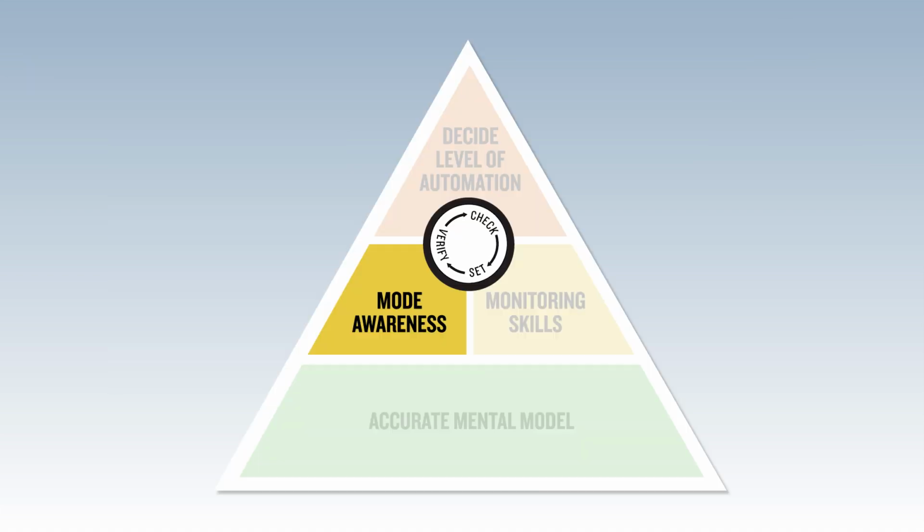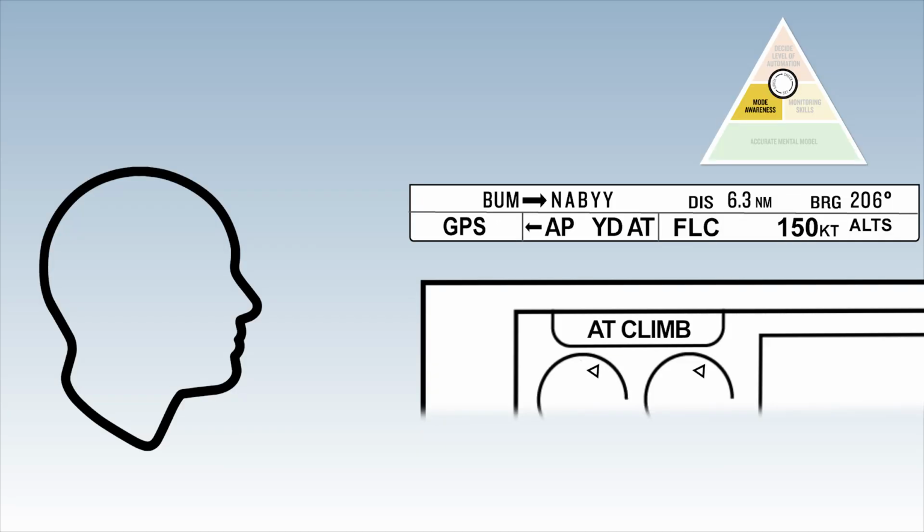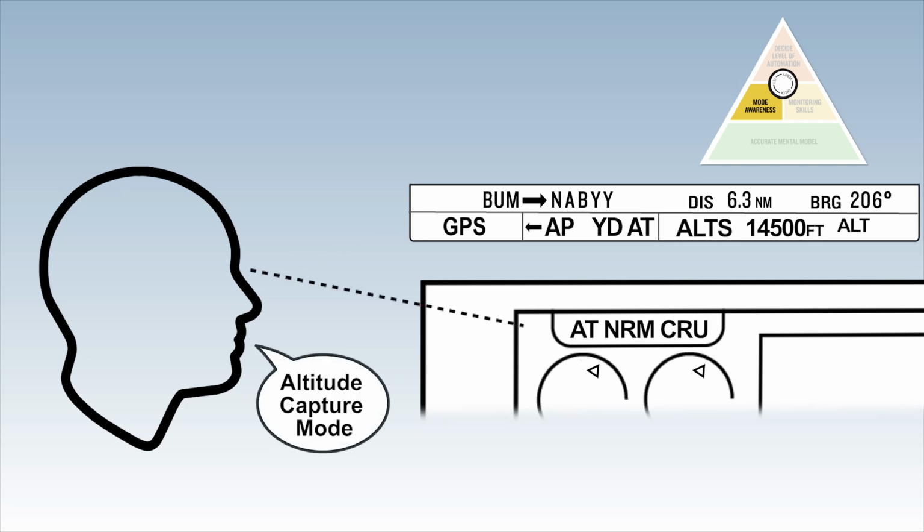Mode awareness goes hand in hand with effective monitoring. Good mode awareness knows what the autothrottle is doing and what it's going to do. It's knowing what's happening and what's coming. A great strategy is to call out all mode changes as they happen. When you verbalize the mode changes, it keeps you in sync with the aircraft. You anticipate the change and verify it as it's happening.